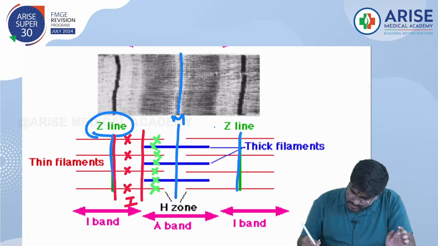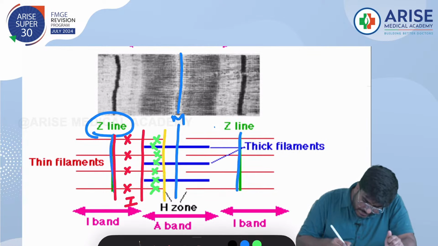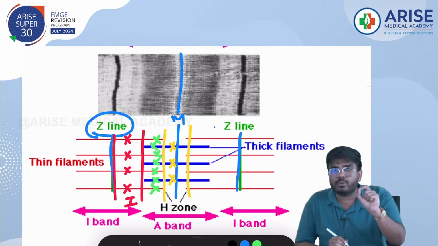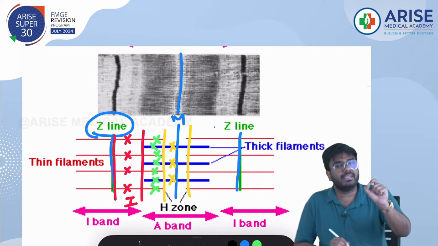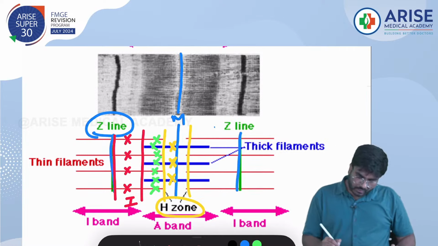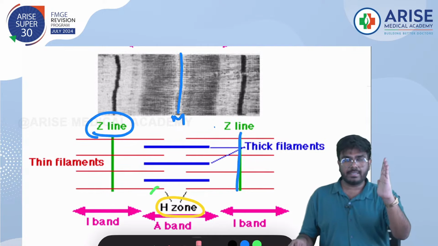Or you can say there is one more area. Let's see this area. There is one more area where only myosin is present. Myosin is a heavy chain, right? Actin is light. Myosin is heavy. So this area is called the H zone. So what I'm trying to put into your mind is, guys, in a sarcomere, always in the periphery there is Z.